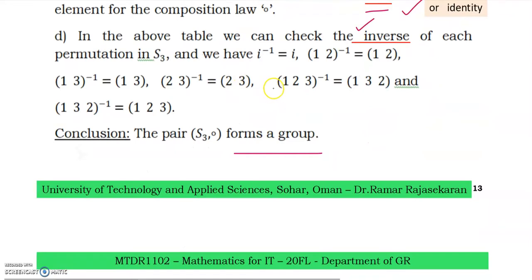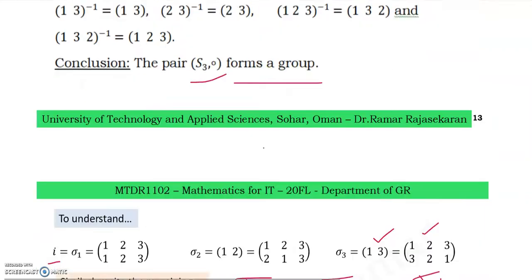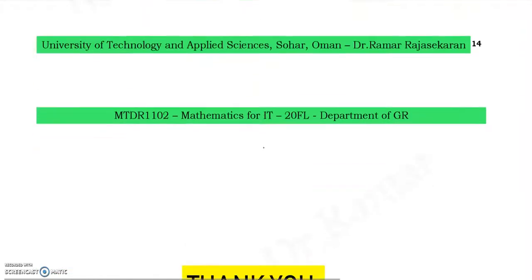So which means all four properties are valid: closed, associative, identity, inverse. So I can say that this S3 with composition forms a group. This is the conclusion. That's it. Thank you.